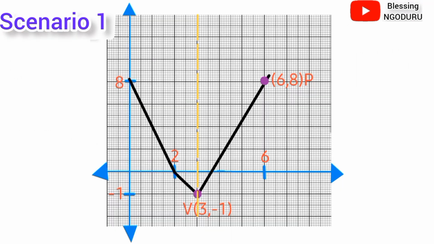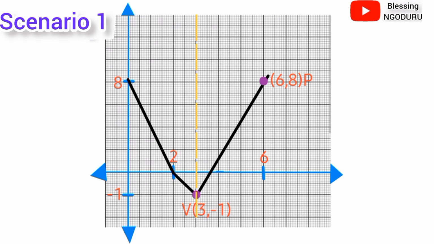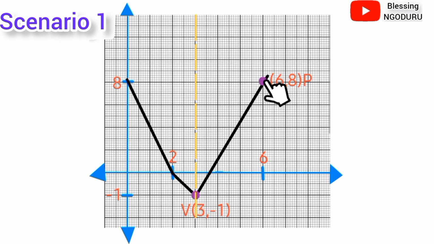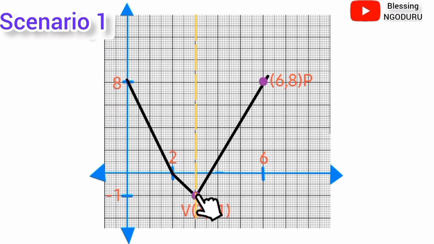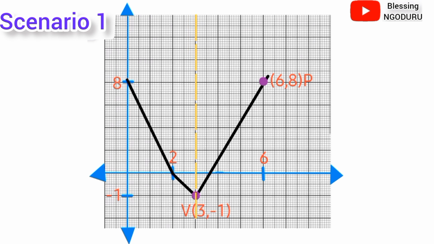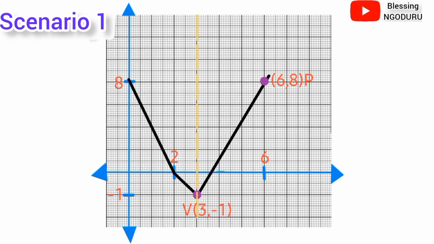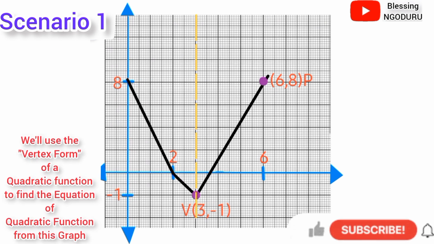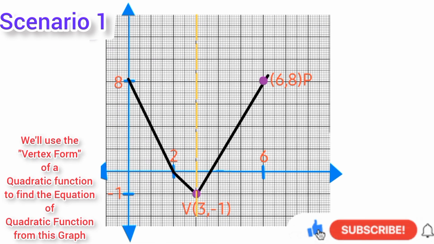Now, let's consider this scenario. In this graph, we'll be given 2 points. The first point is this, and the second point is this. This point is the vertex. In our previous video, we did say that a vertex divides a parabola into 2 equal parts. To find the equation of a quadratic function from this graph, we'll use the vertex form of a quadratic function.